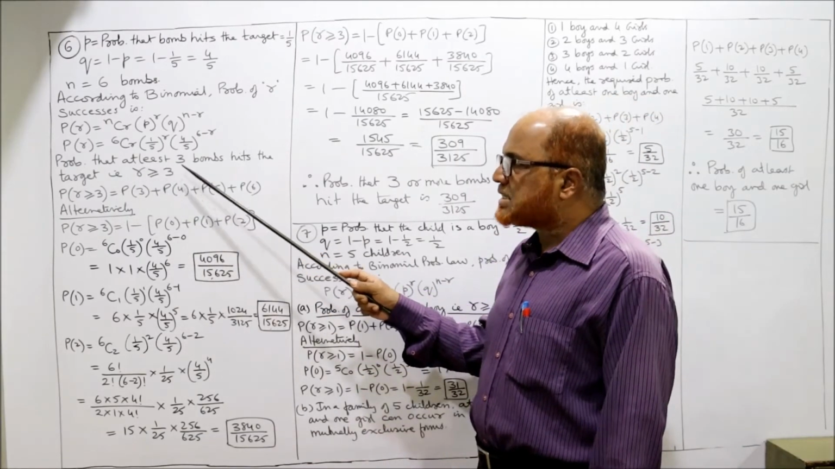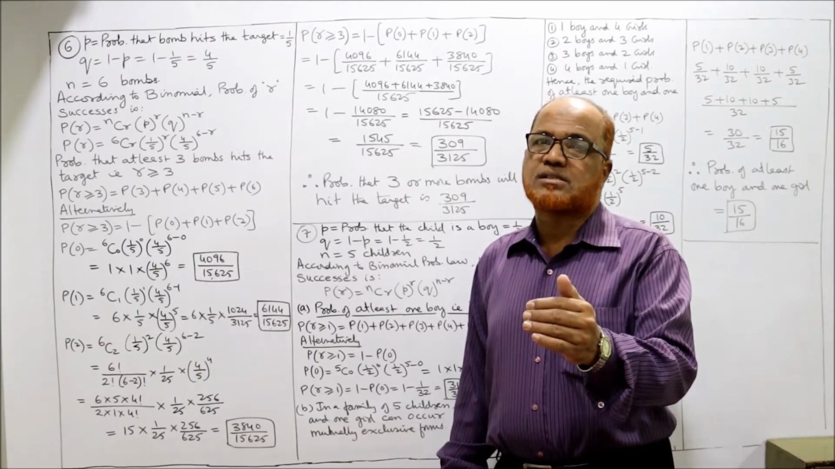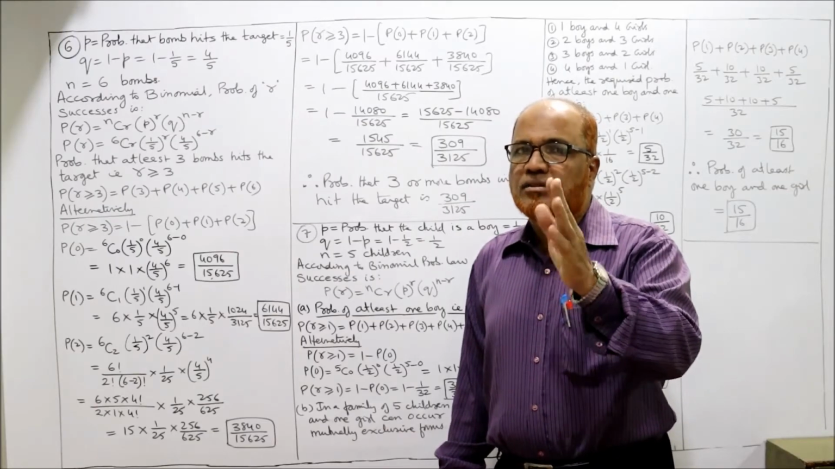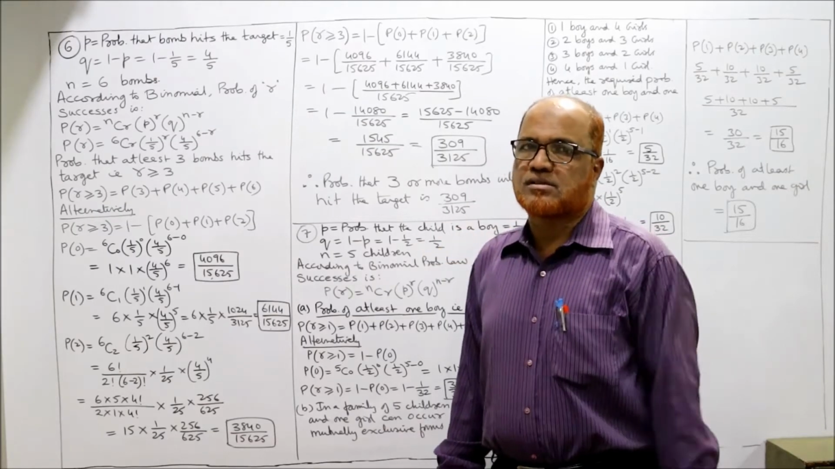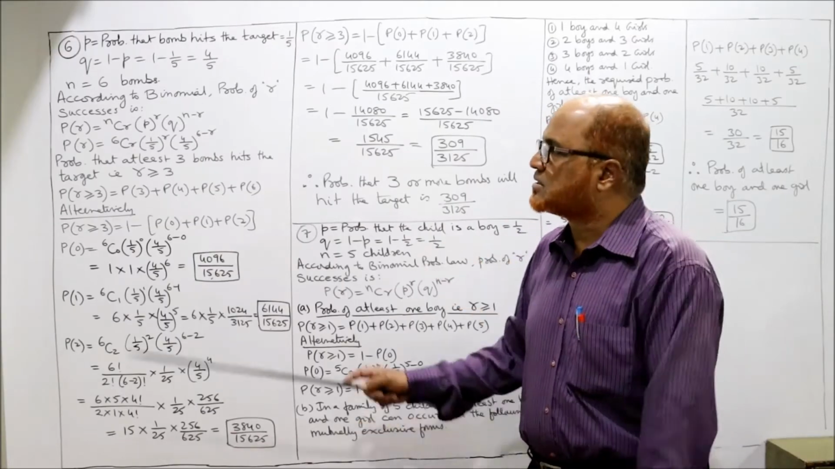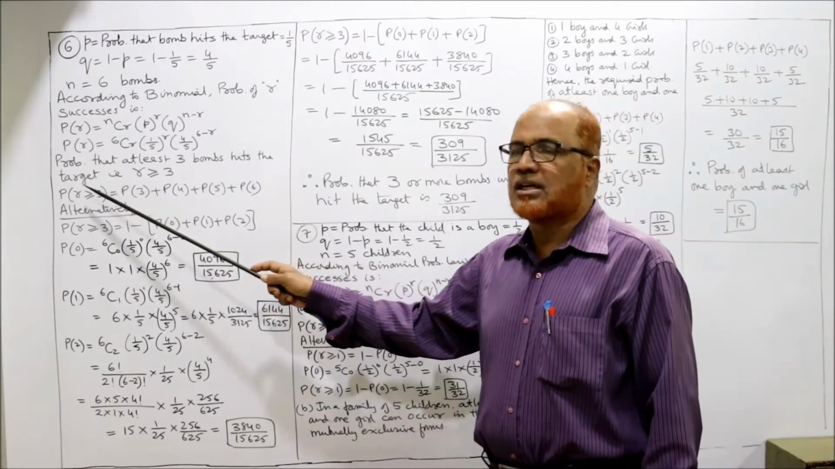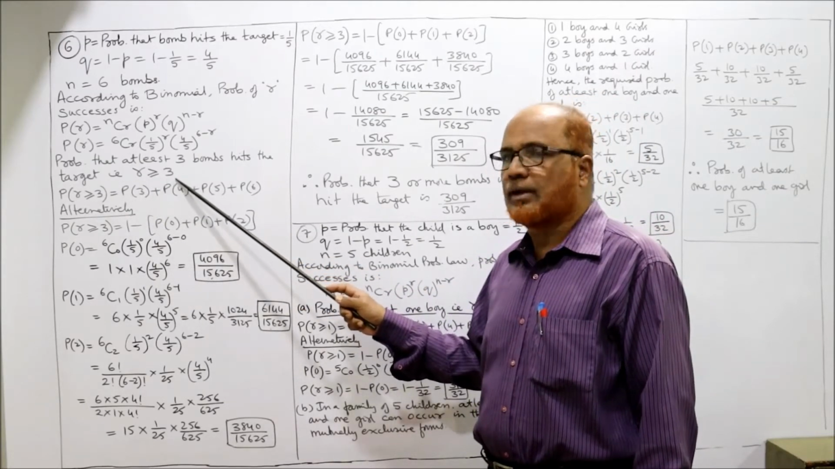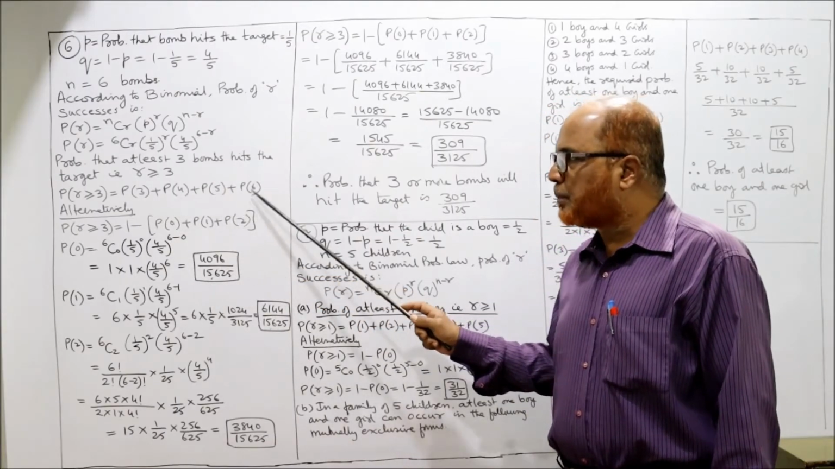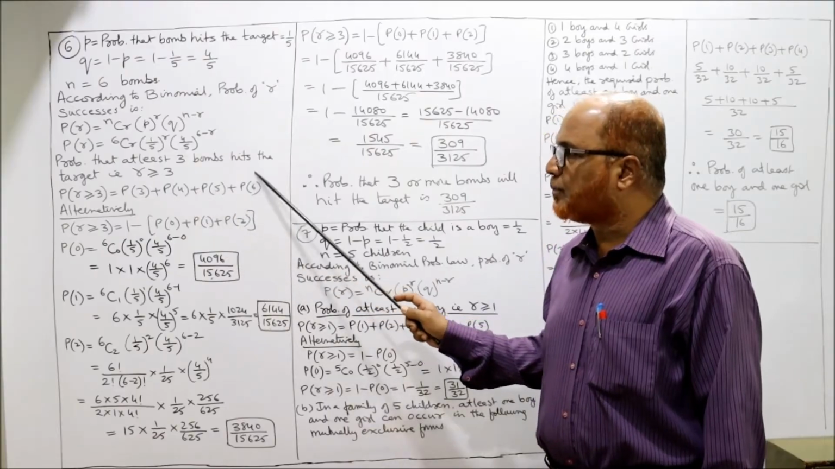The probability that at least 3 means minimum 3 out of 6. The total number of bombs dropped is 6. Out of 6, minimum 3: 3, 4, 5, 6. We have to find the probability of 3, 4, 5, 6. The probability that at least 3 bombs hit the target, that is R greater than or equal to 3, is P of 3 plus P of 4 plus P of 5 plus P of 6. So 4 times we have to calculate probability.